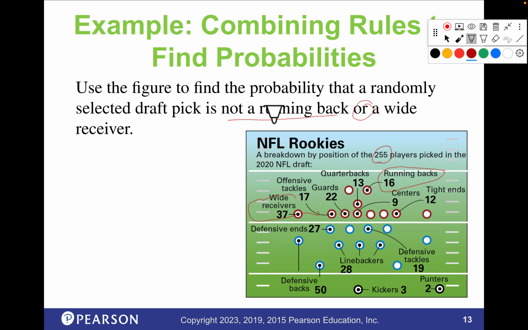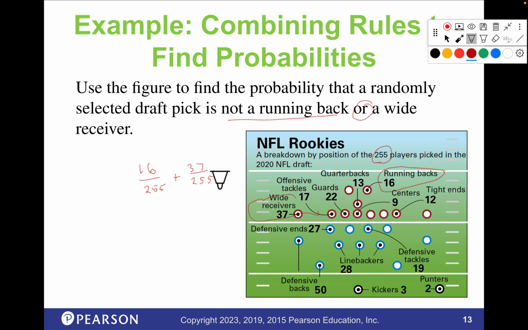But we want the ones that are not a running back. So does that mean we have to count all the other ones that are not there? Yeah, you could do it the hard way or the easy way. The hard way, you could count them all. But since they gave us the total up here, we can say, okay, running backs and wide receivers, we're using an or probability. So 16 out of 255, plus 37 out of 255. And since there's no overlap, we don't have to subtract anything.